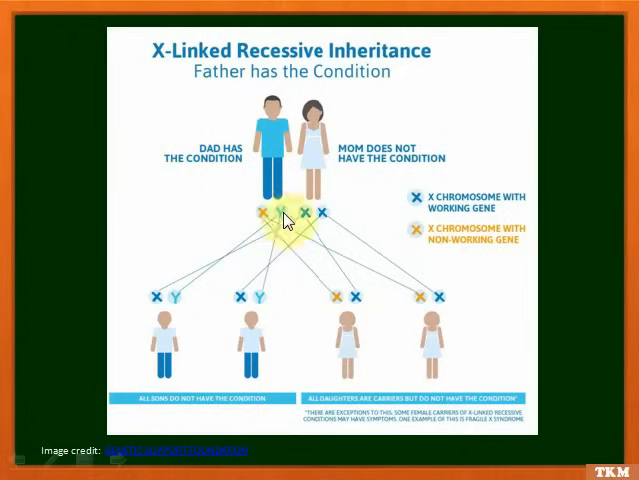because the X of the father goes to the daughter and the Y of the father goes to the son, and the Y is a working one. So the sons will not have the condition, but faulty X went to the daughters, so all the daughters will be carriers, but they will not have the condition. Now why all the daughters will be carriers? Because it is X-linked recessive. Had it been X-linked dominant, all the daughters would have been affected. Now since the mother doesn't have the condition, all sons do not have the condition.